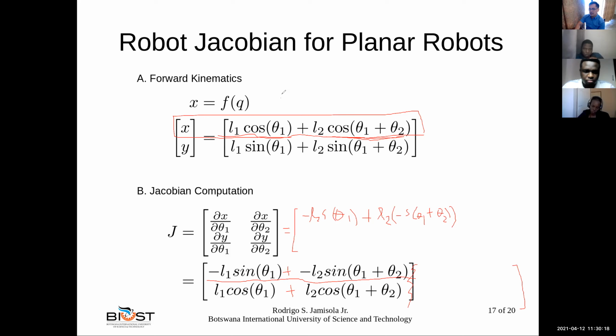So of course this is not dependent on theta 2, so that's 0 plus this one. So now L2, then the derivative of that is minus sine, so minus sine of theta 1 plus theta 2. I will correct it later and upload the correction slide in Blackboard. I will take notes, and this is slide 17.